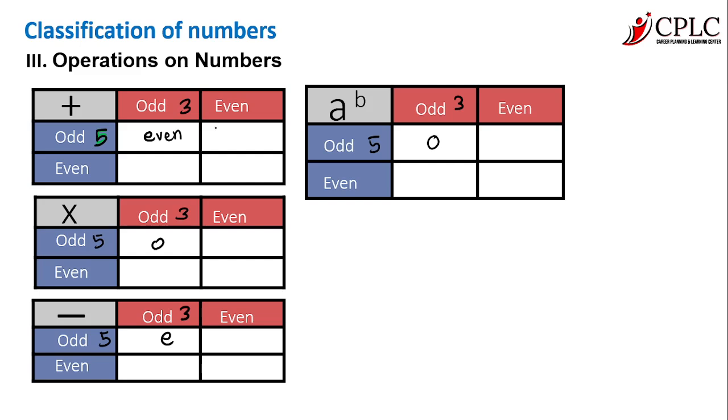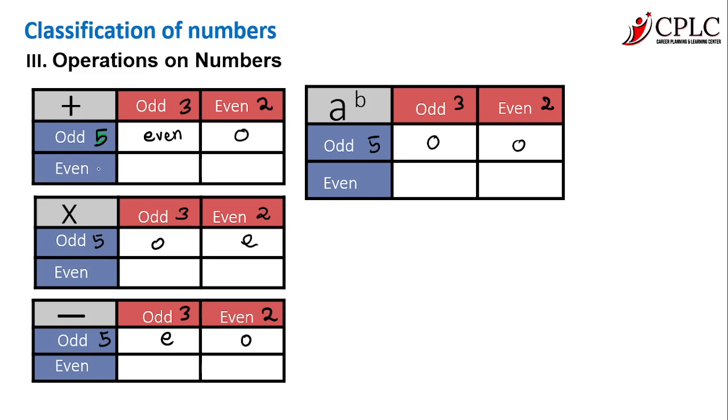Then first number odd, second number even. I'll take 5 and 2. So 5 plus 2 is 7, which is odd. 5 into 2 is 10, which is even. Then 5 minus 2 is 3, which is odd. And then 5 square is 25, which is odd again.